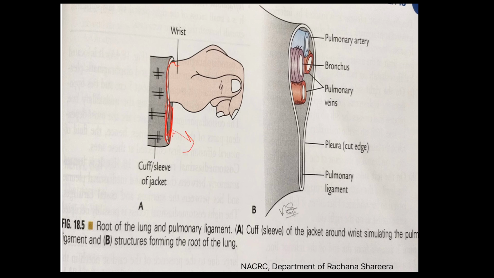It continues with the hilum. The hilum part is not covered by the pleura. The pulmonary ligament continues with the hilum part. This is the hilum part where the bronchus, pulmonary veins and pulmonary artery are found. This is called the root of the lung. The complete part is the root of the lung, and the lower part, where areolar tissue is found, is called the pulmonary ligament.